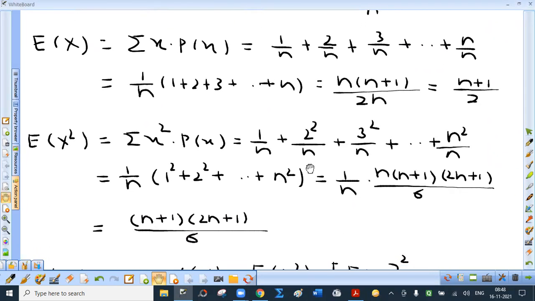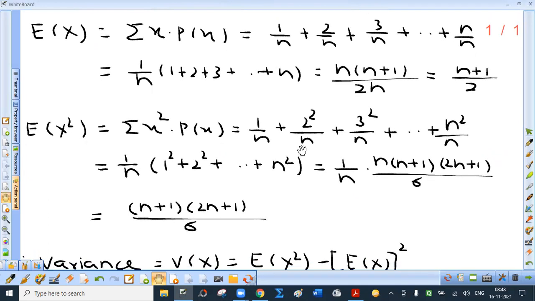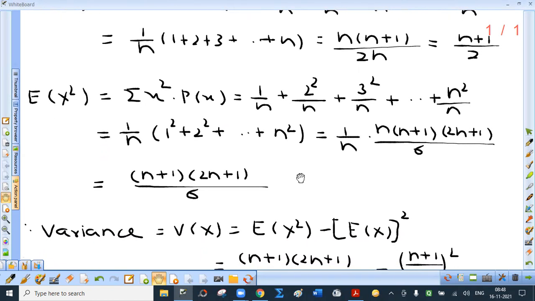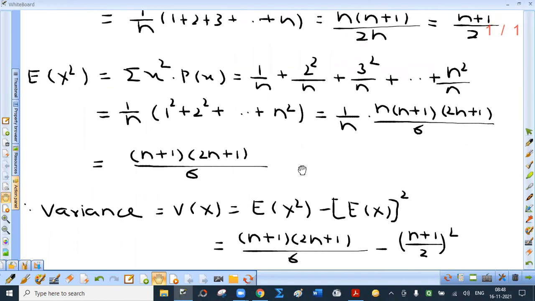What is E of x square? Sigma x square p of x. Here take 1 by n common to get 1 square plus 2 square plus 3 square up to n square. This is sum of the squares of first n natural numbers, n into n plus 1 into 2n plus 1 upon 6. n gets cancelled. So E of x square comes out to be n plus 1 into 2n plus 1 upon 6.